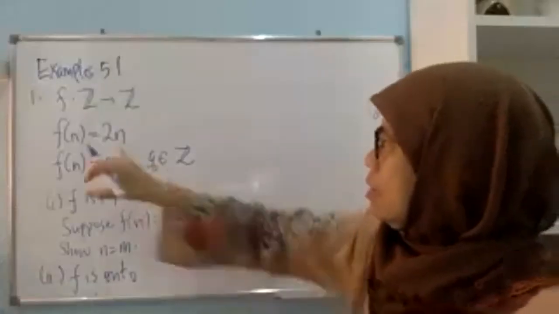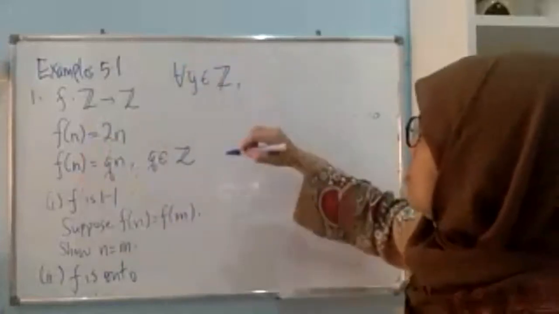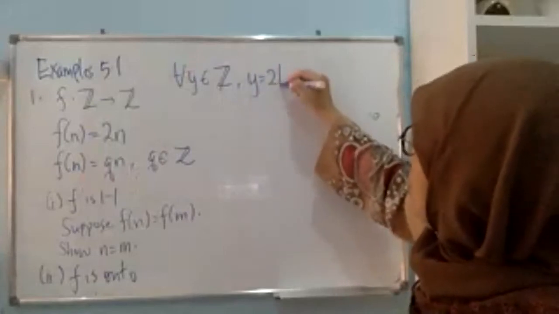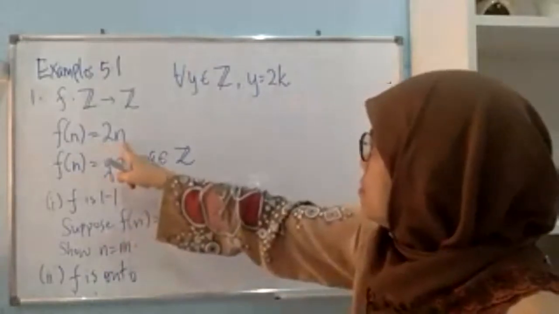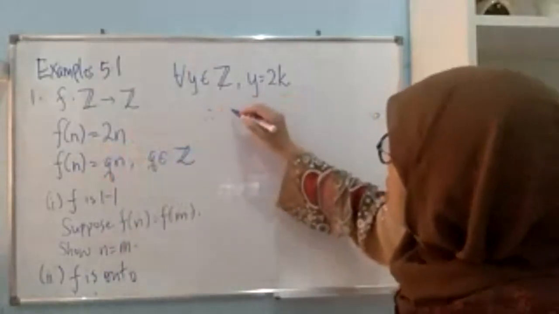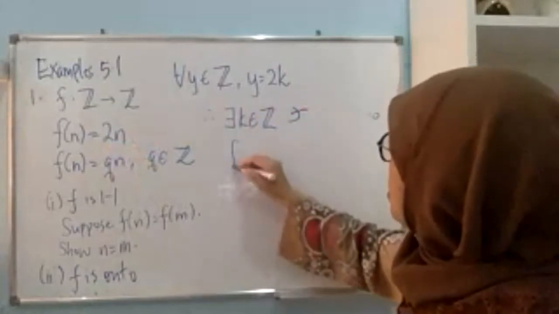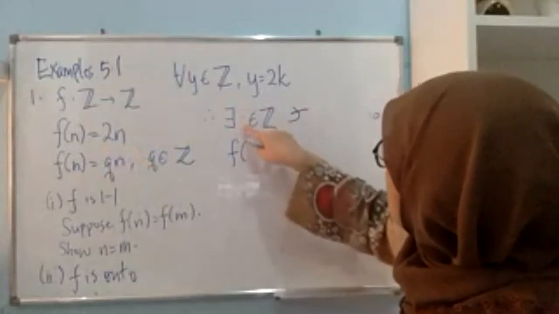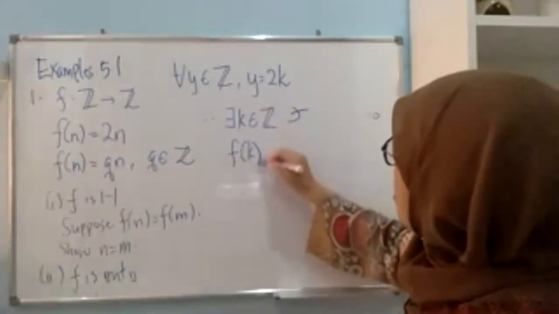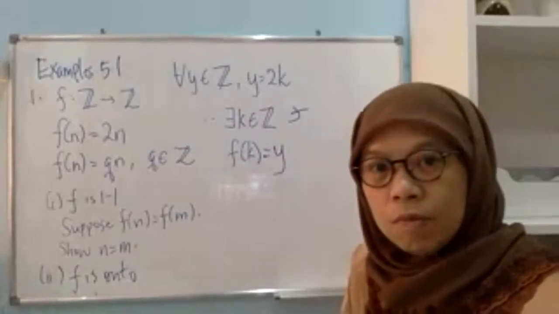So if you are given y in Z, okay, y will be 2k, right? Because F(n) is 2n. So there exists k in Z such that F(k) is y. Okay.